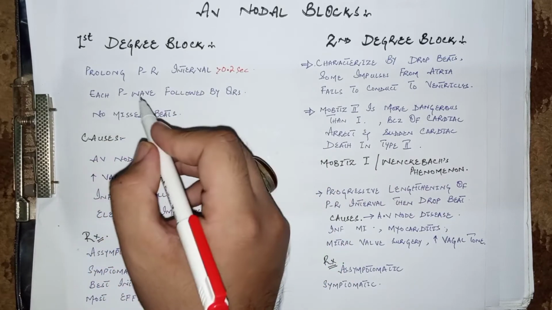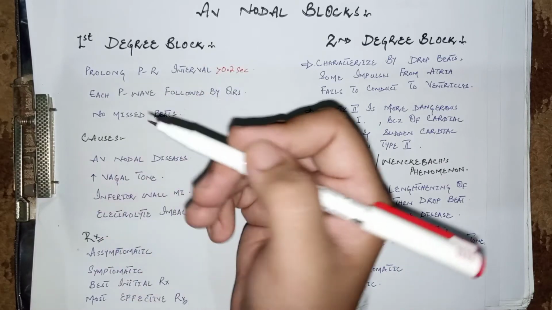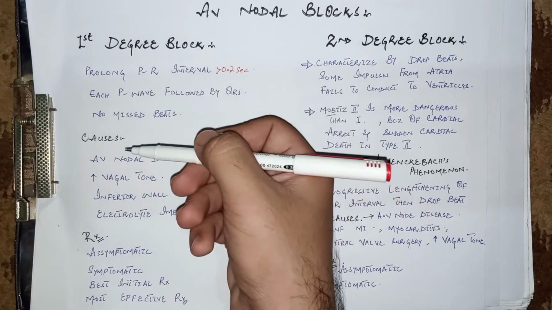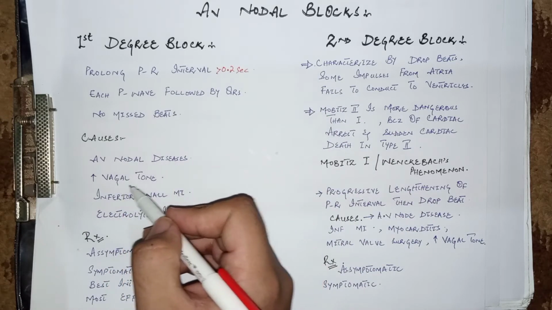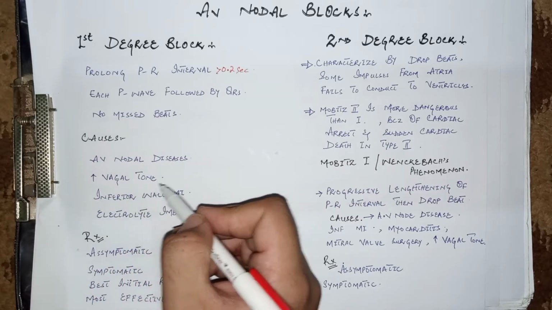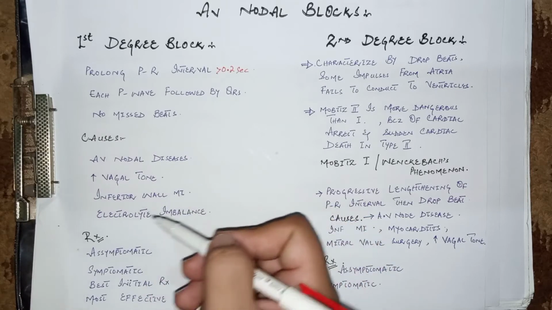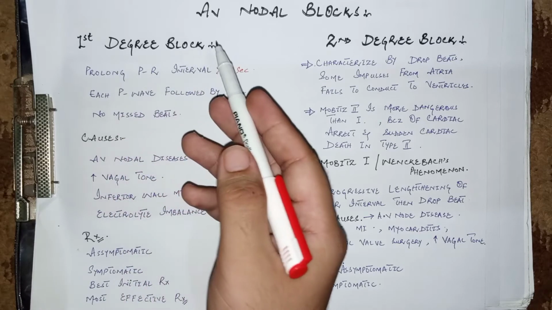Each P wave is followed by a QRS complex, and despite the blockage there are no missed beats in the first degree AV nodal block. Now come to its causes. The most common causes are AV nodal diseases, increased vagal tone, which is more common in athletes, inferior wall myocardial infarction, and electrolyte imbalance. So these all are the causes of first degree AV nodal block.